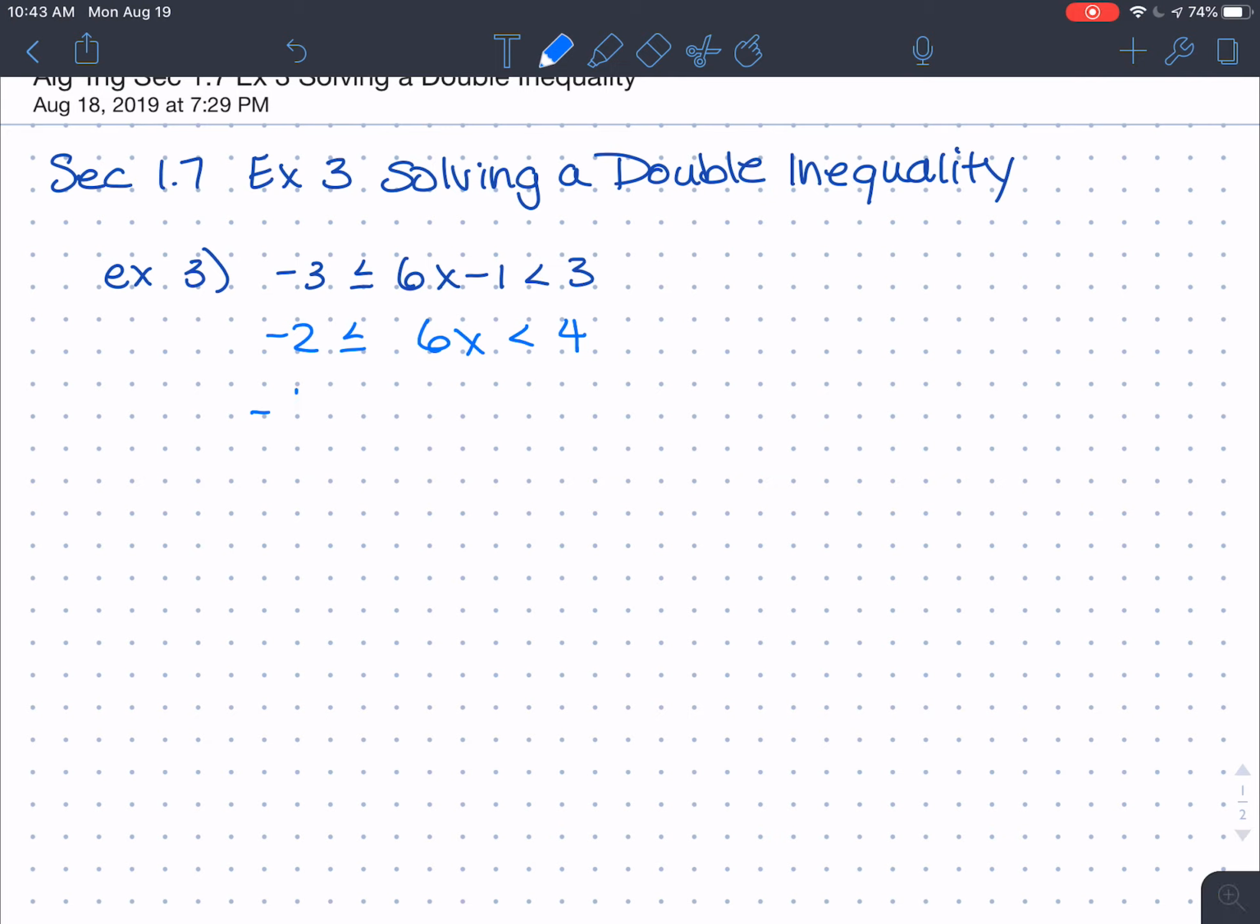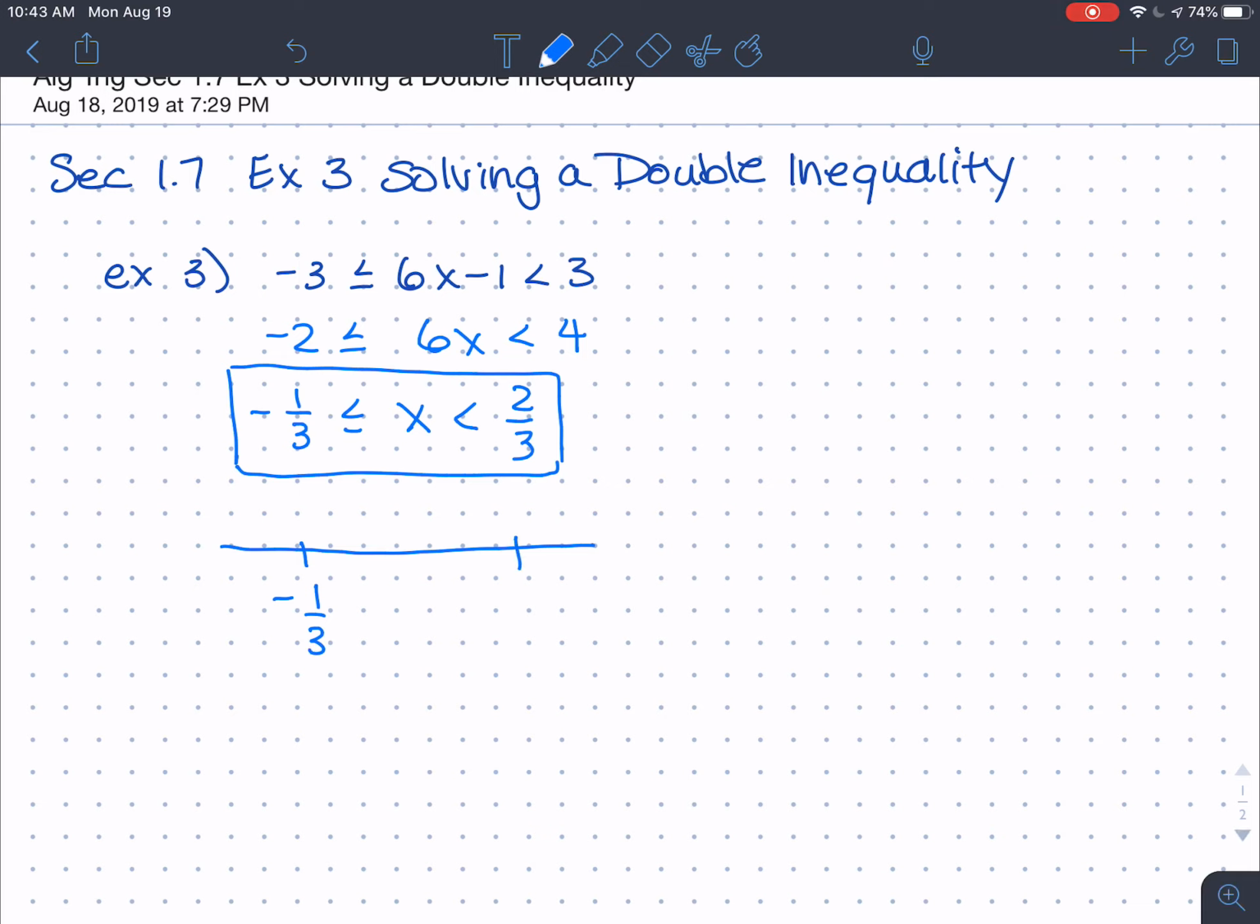Negative 2 over 6 is negative 1/3. 4 over 6 is 2/3. And there's our answer. So to write our final answer, this is one way actually. This could be one way. I'm just going to go ahead and box it. It's always a good idea though to check and make sure that it makes sense.